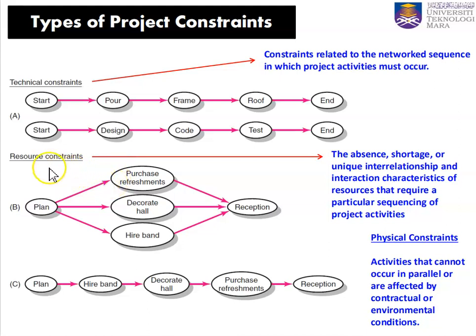Okay, so resource constraint is dealing with limited resources, in the absence or shortage of resources. If that happens, the diagram or the process can still be readjusted. The non-technical process can be delayed for some of the activities. And particular sequencing is also not critical in resource constraint, as a type of project constraint.